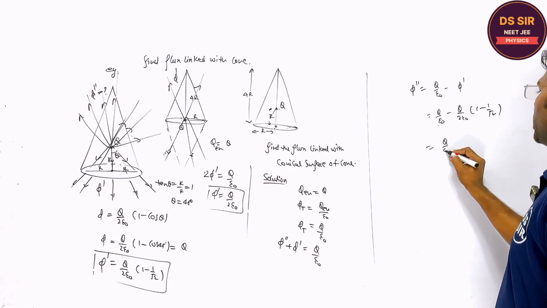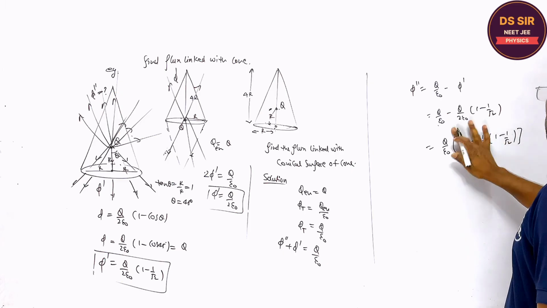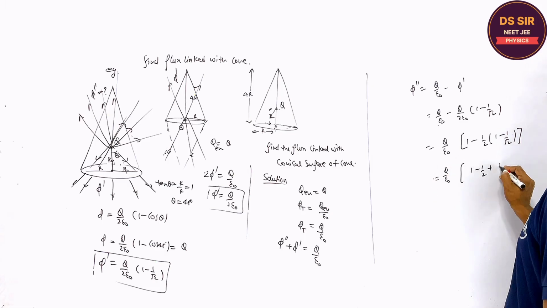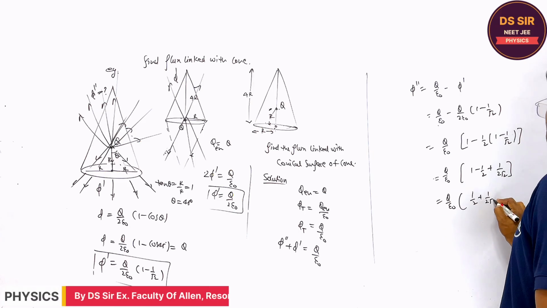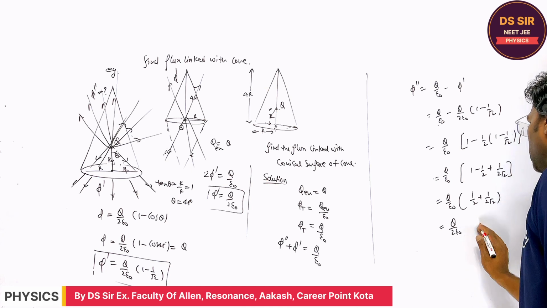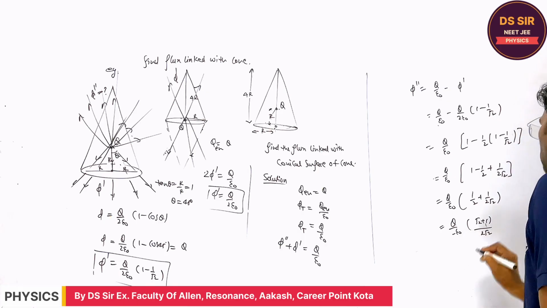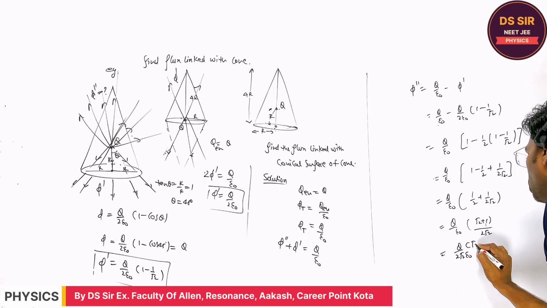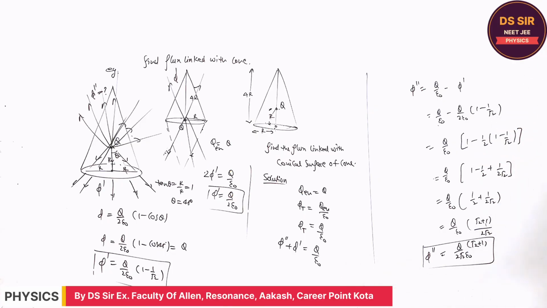1 by root 2. So if you take the Q upon epsilon naught common, 1 minus 1 by 2, 1 minus root 2, right? If we simplify, Q upon epsilon naught is equal to 1 minus 1 by 2 plus 1 upon 2 root 2, right? Q upon epsilon naught, 1 by 2 plus 2 root 2, Q upon 2 epsilon naught and root 2 plus 1 upon, right, you may write it is 2 root 2, right? Q times root 2 plus 1 upon 2 root 2 epsilon naught is the flux linked with this conical part, right? Copy this. I think you should understand.